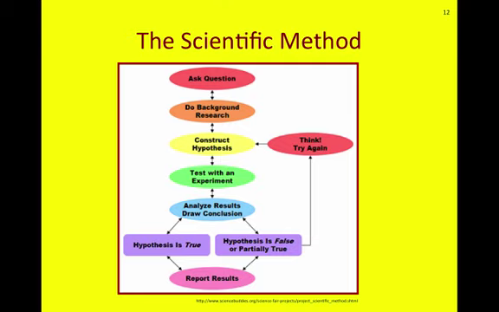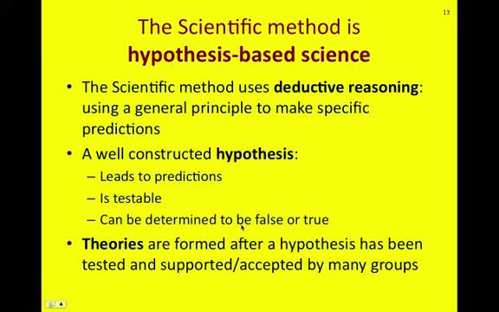Try again. Do more background research. I know the arrow is going to the construct-the-hypothesis level, but I encourage you to do more background research and then make a new hypothesis and continue with the scientific method. Like I said, the scientific method is hypothesis-based science, which Chapter 1 does talk about. It, in fact, is an example of deductive reasoning.